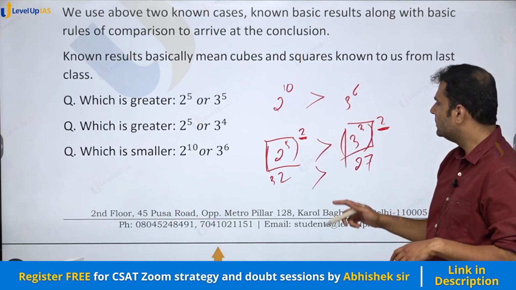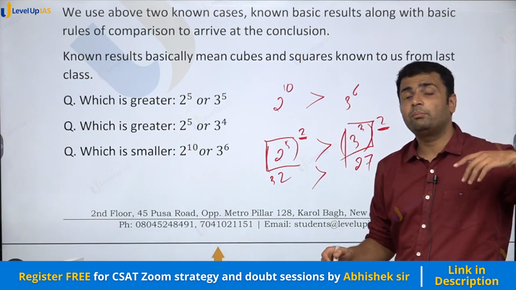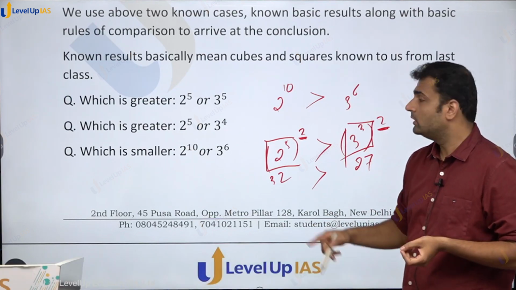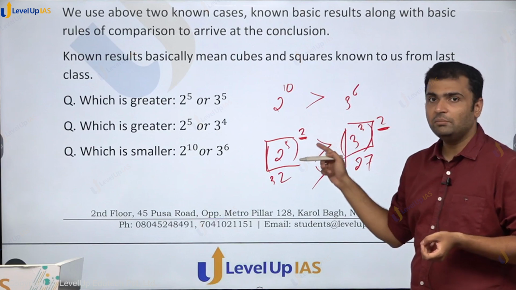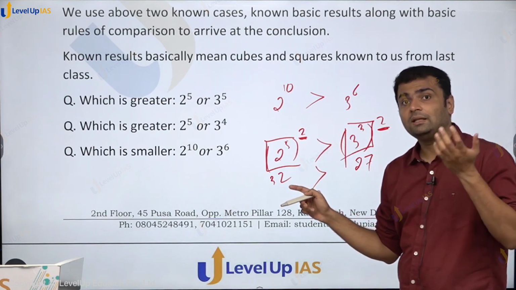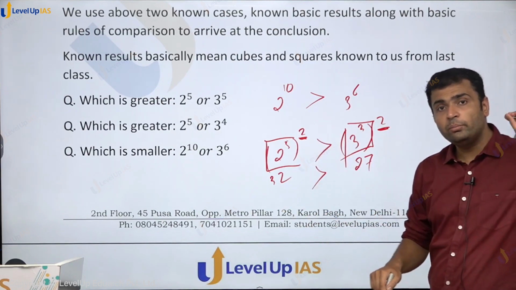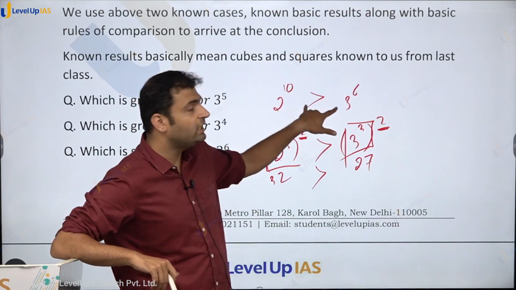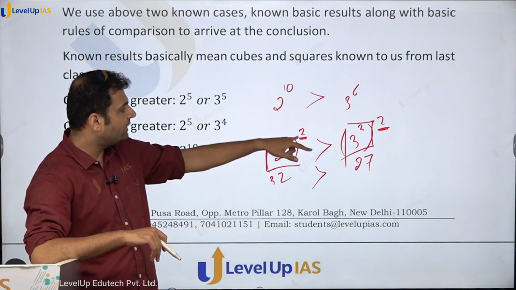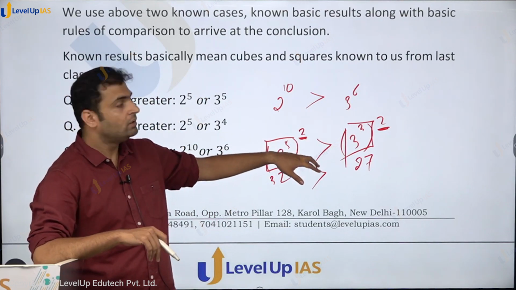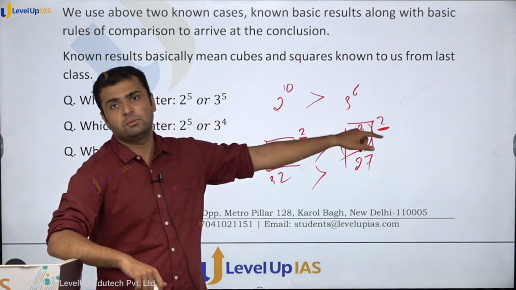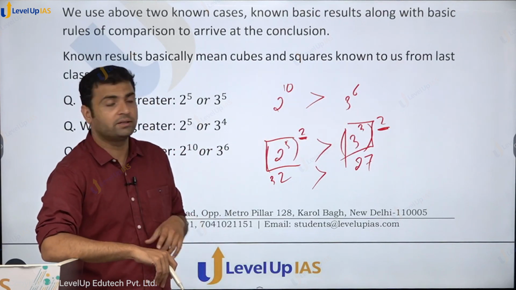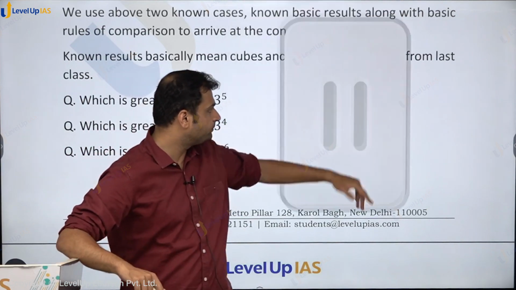Fine. What did we use? We used our prior knowledge. Which prior knowledge? That when powers are the same, then larger the base, larger the number. So we tried very hard to ensure that powers are the same. Originally it was not the same, but we used our basic rules of powers to write it in such a way that powers become the same, and then we just had to compare the bases. Next.